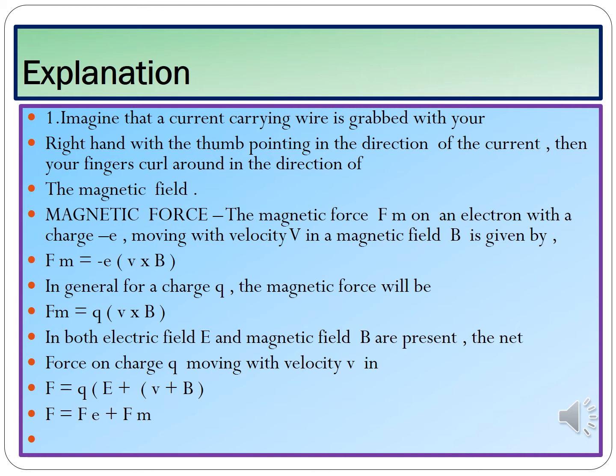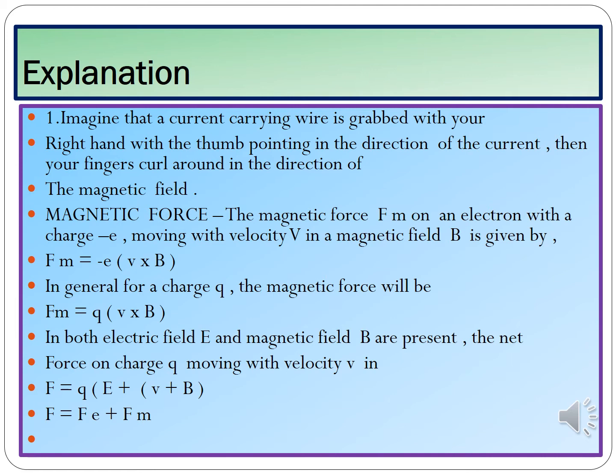Magnetic force. The magnetic force F on an electron with charge minus e, moving with a velocity v in a magnetic field B, is given by the formula Fm equals minus e multiplied by v cross B.